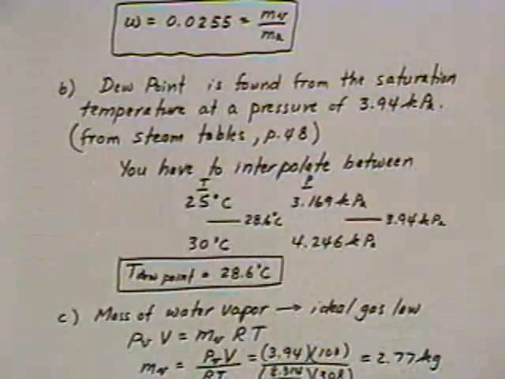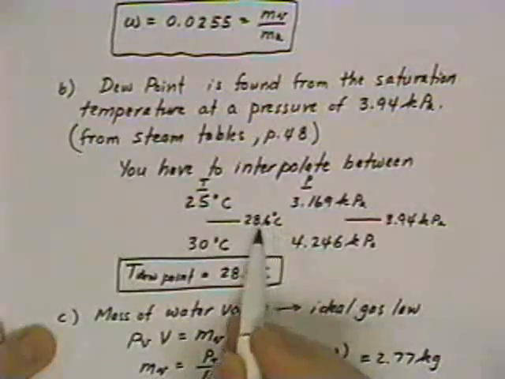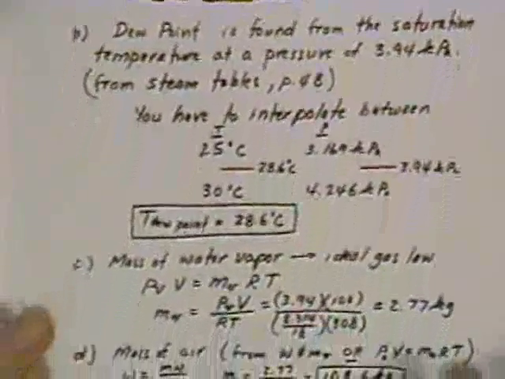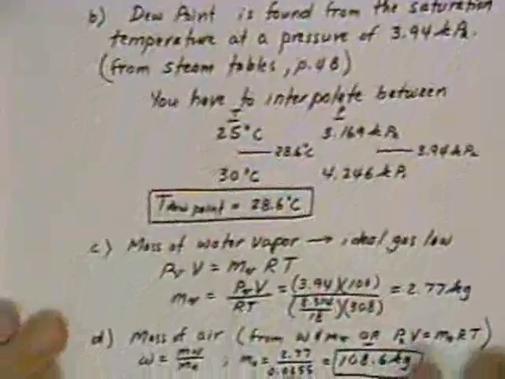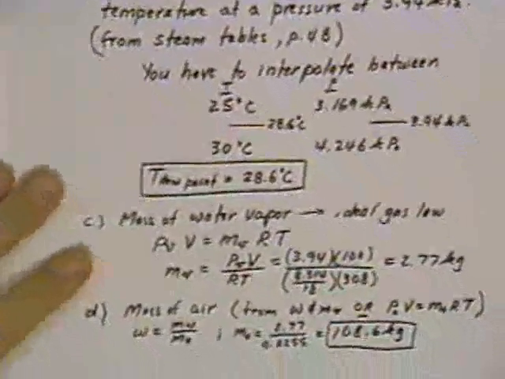So if you cool this mixture down to a temperature of 28.6 centigrade, then you'd start condensing some of the moisture out of it. So the dew point temperature then is 28.6 degrees centigrade. Okay. Now the next thing we're asked to find is the mass of the water vapor. And the mass of the water vapor we can find from the ideal gas law.